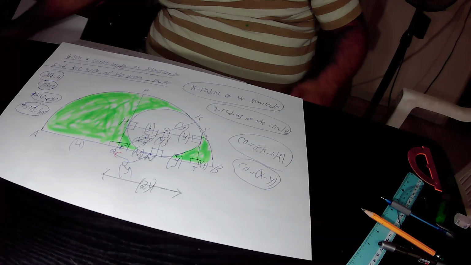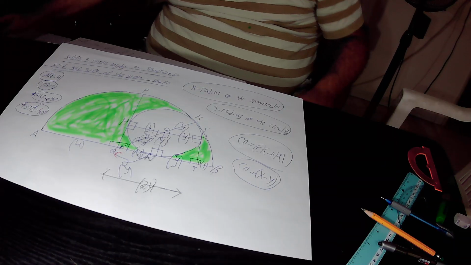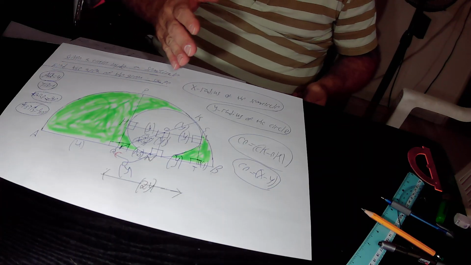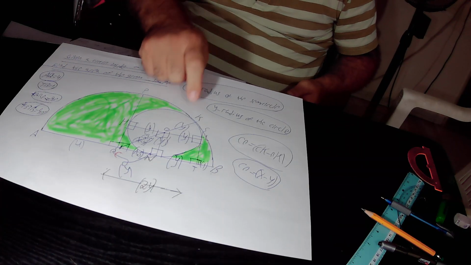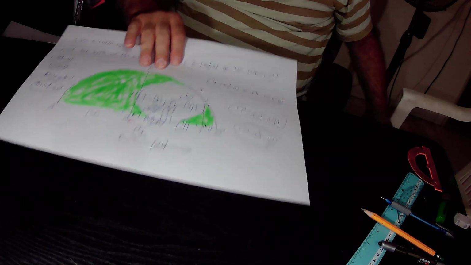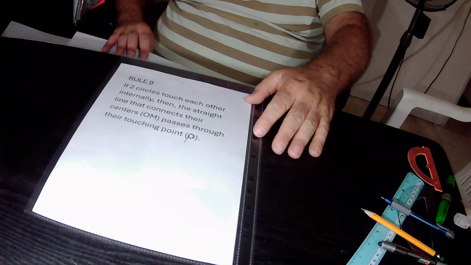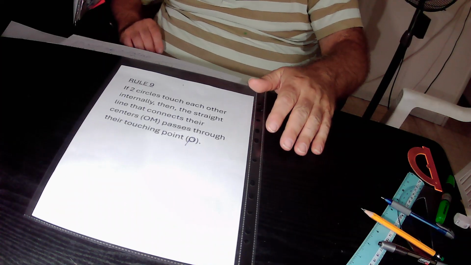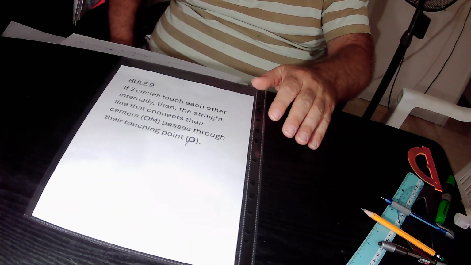Because we have here an internal touch between the small circle and the big semicircle, that is to say they touch each other internally at this point K, you can implement rule 9. So let us click on rule 9. According to rule 9, if two circles touch each other internally, then the straight line that connects their centers together passes through their touching point.